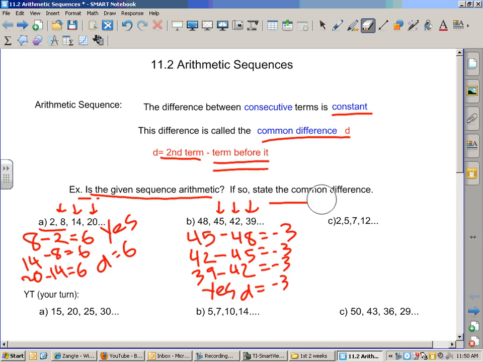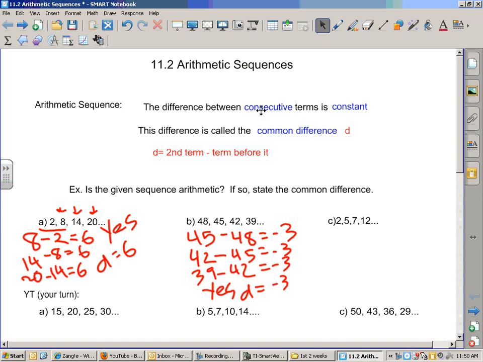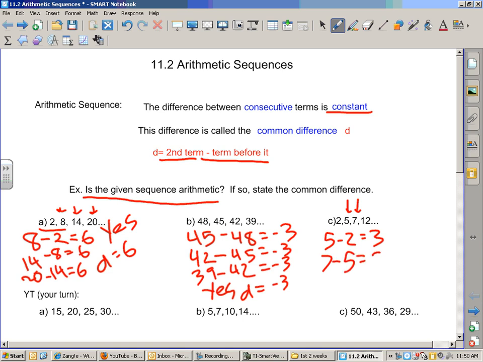We're going to do one more example. Using our last example here, is the given sequence arithmetic? So we're going to take the second term, which in this case is 5, and we're going to subtract the term before it, which is 2. That gives me 3. Now we want to make sure that's constant, so we're going to try it again with the next term in line, which is 7. We subtract the term before it, which is 5, and that gives us 2.